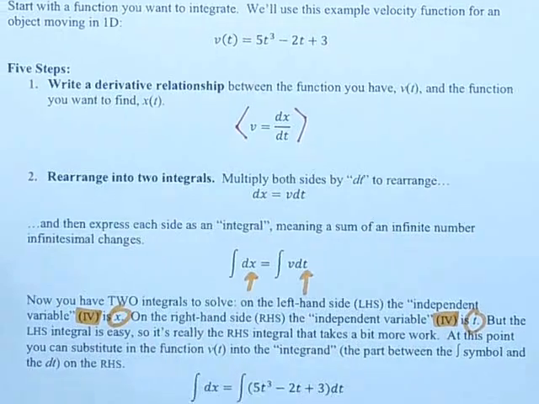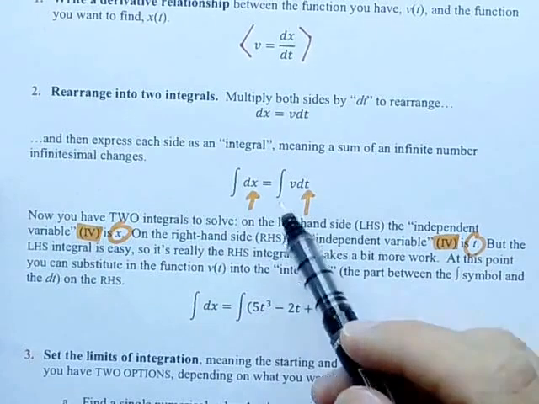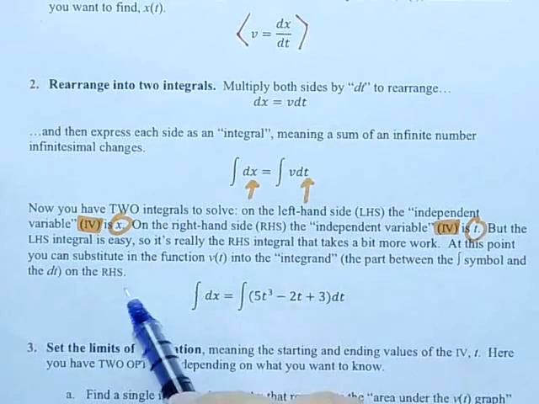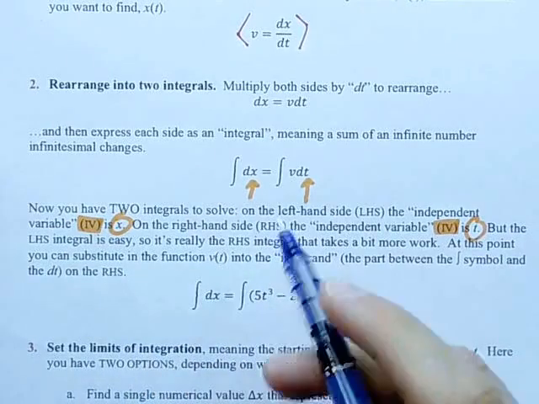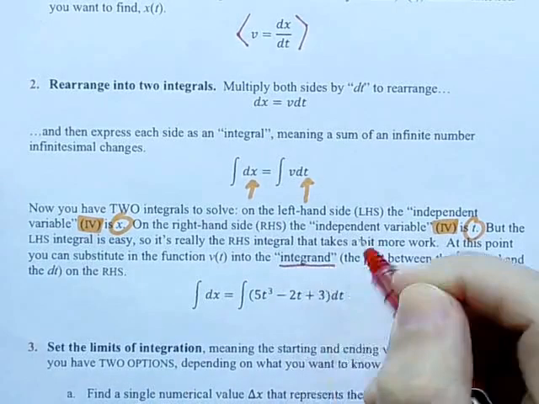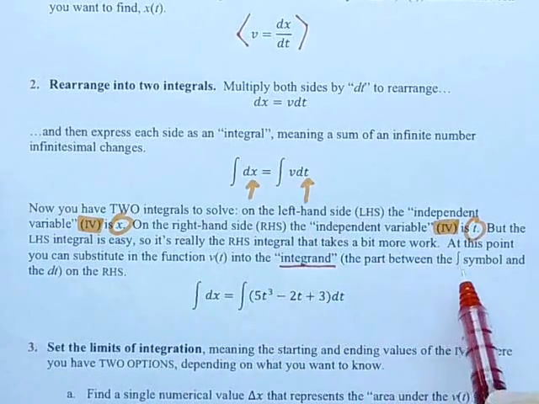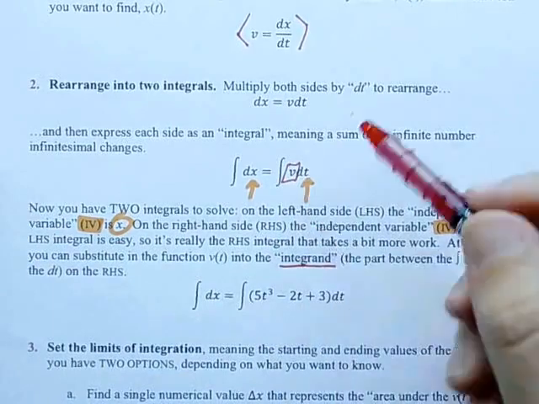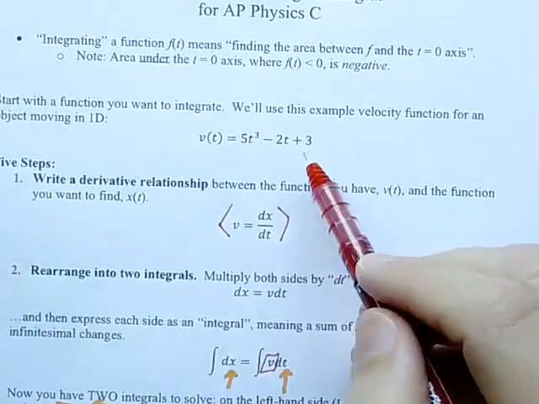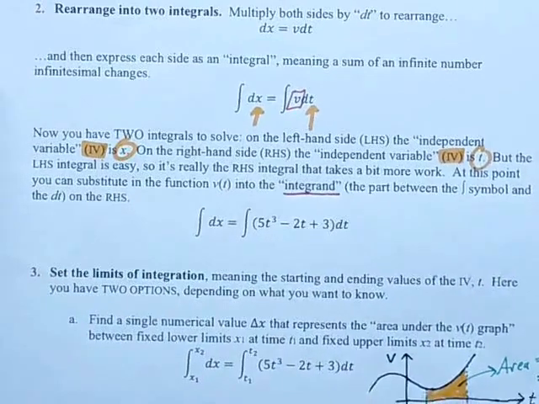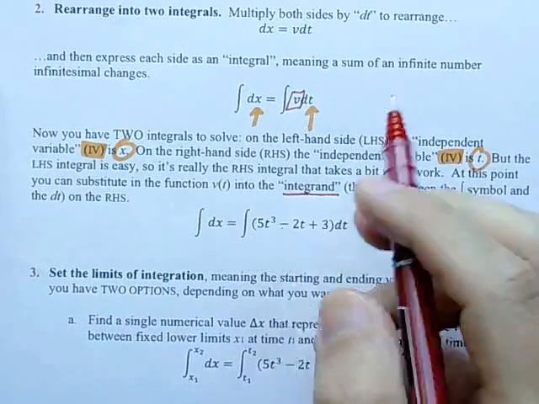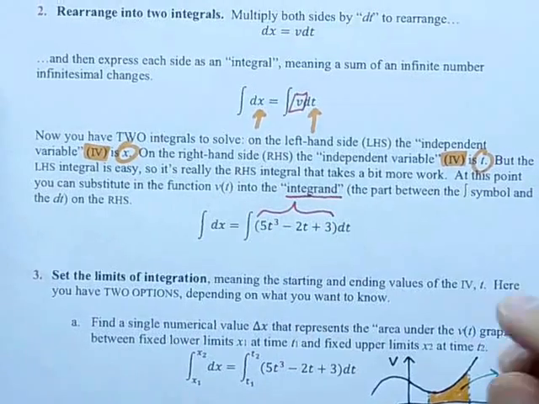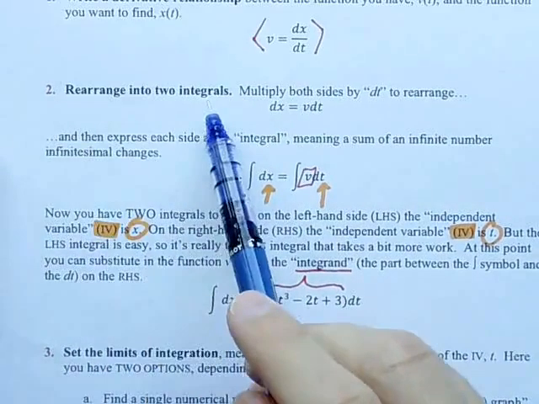The left-hand side integral is easy, so it's really the right-hand side integral that takes a bit more work. That's where we'll focus. At this point, you could substitute in the function v(t) into the integrand. That's the meat in our integral sandwich here, the part between the integral symbol and the dt, the integrand. So that is our integrand. We can substitute in our velocity function from above. So this is our example polynomial. So let's put that in for the velocity function here. That is our integrand. So we have step 2 rearranged into 2 integrals.